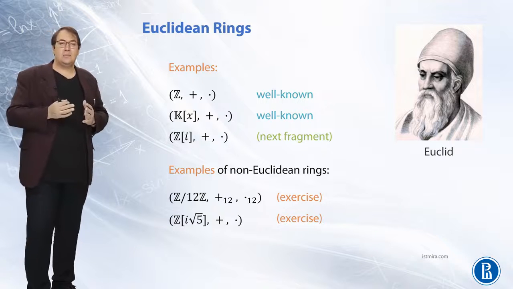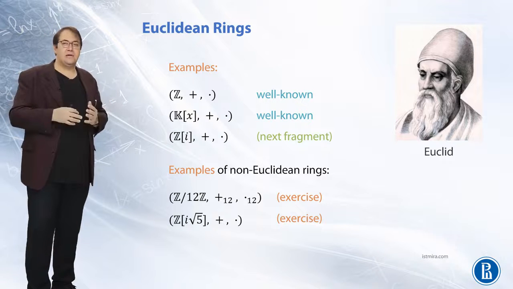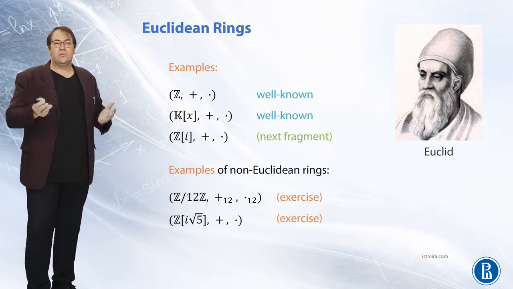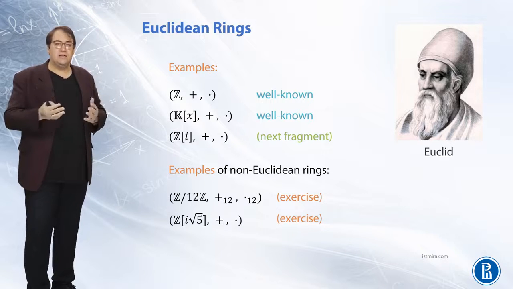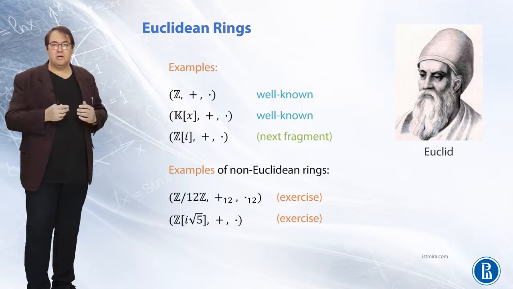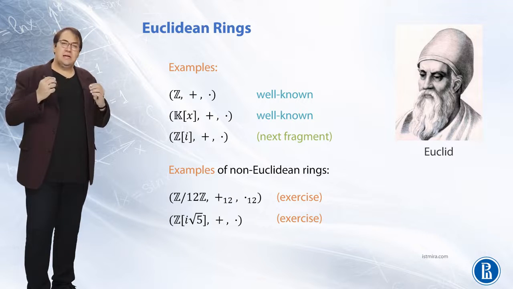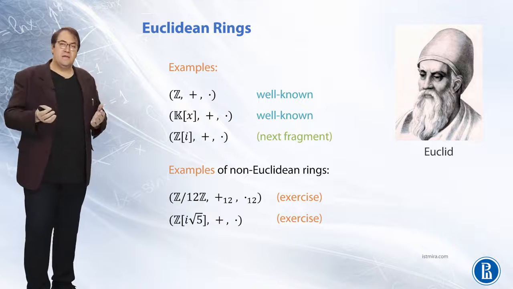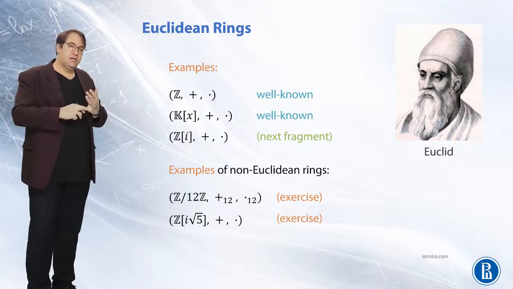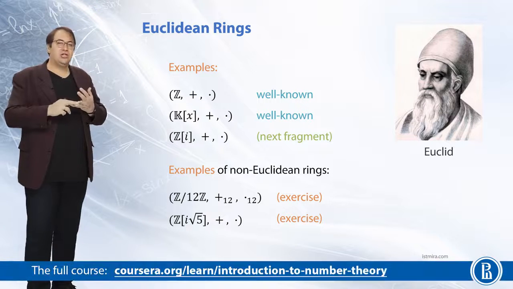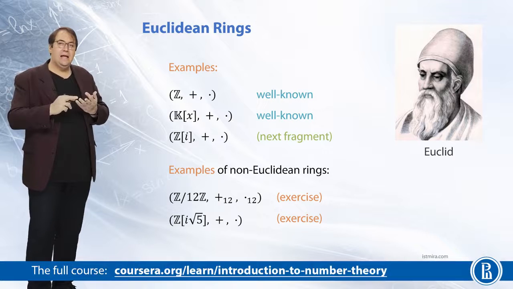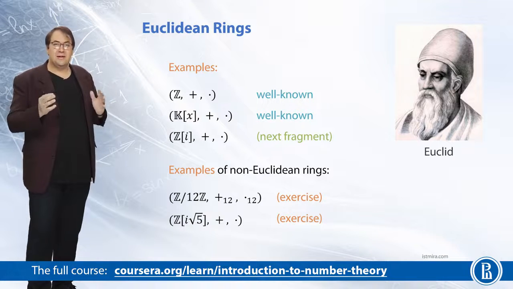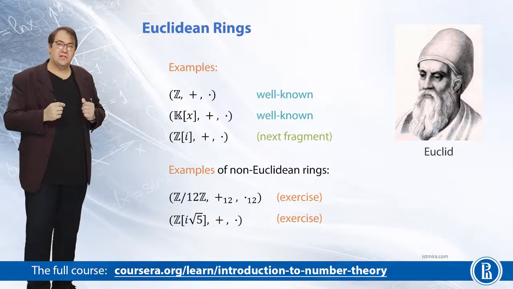So we see that there are Euclidean rings and there are non-Euclidean rings. And of course, we will mostly deal with Euclidean rings in number theory, because in Euclidean rings, as we will soon see, we will have the uniqueness of factorization, the linear representation of the greatest common divisor, and many other pleasant things, pleasant properties of these rings.